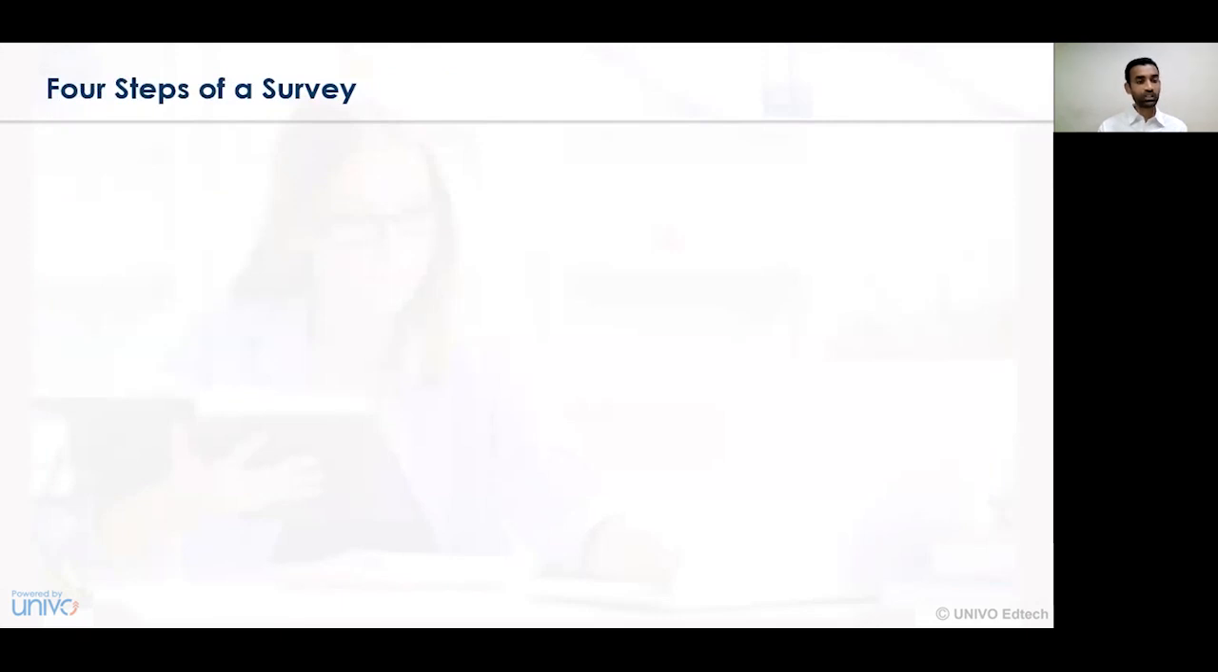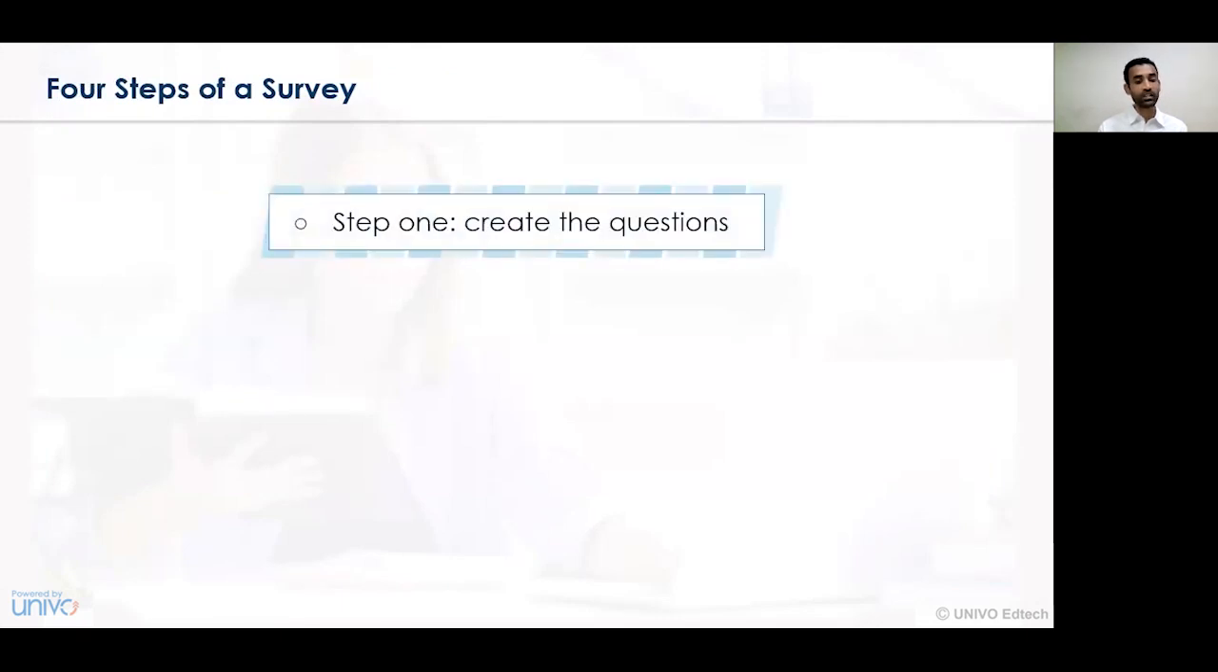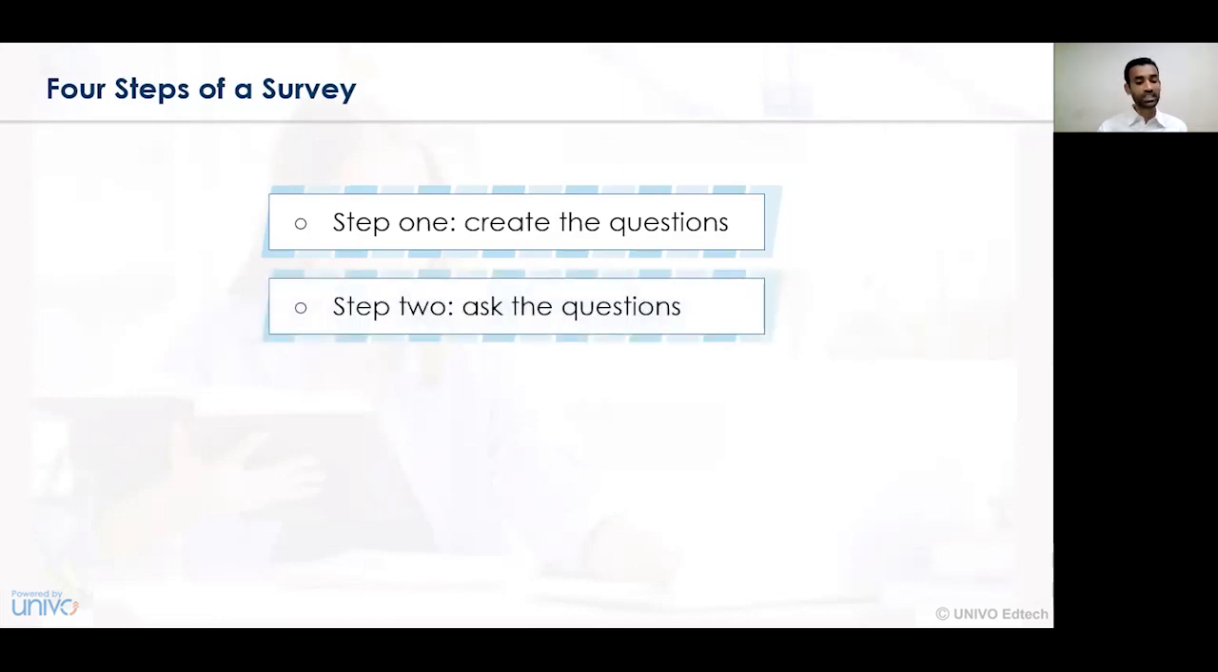Now let us understand the four steps of a survey. Number 1, the first step of collecting data through a survey is creating the questions. So first we need to create the questions, and then we move toward the second step, that is asking the questions. Once the questions have been created, we must approach the respondents, and accordingly asking the questions is the second step.